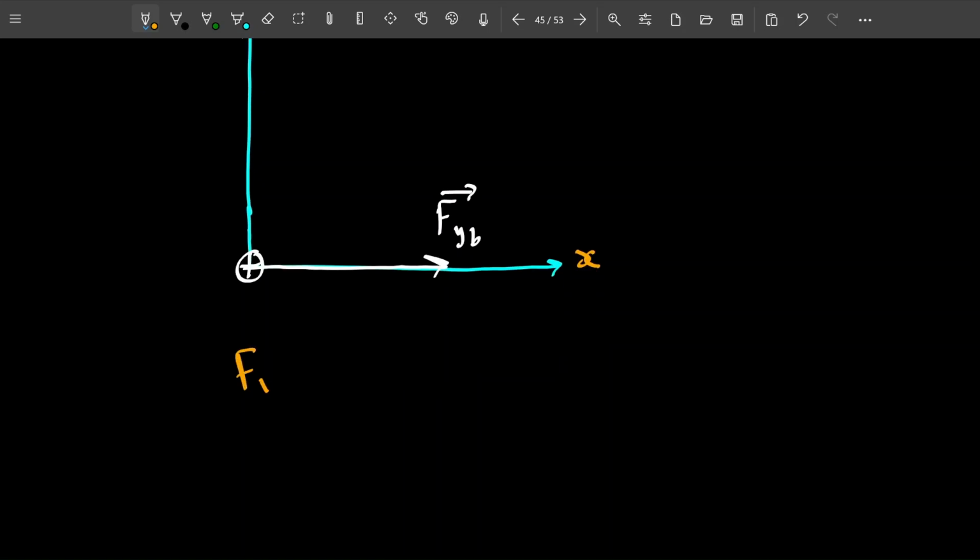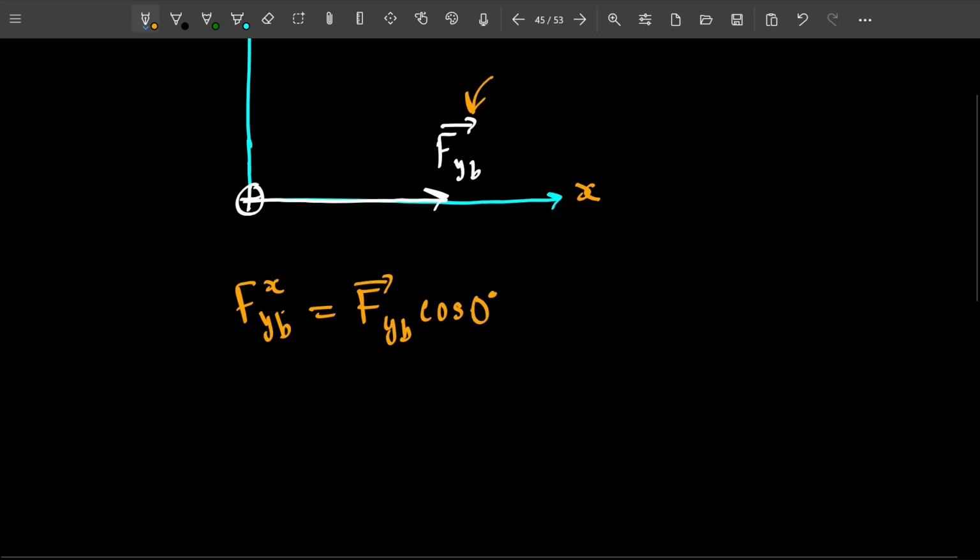So I'm going to have FYB. I wish I could call it FZB. If I want FYB in x, this is going to be FYB, the true one, which I find using Coulomb's law, and then I say cos 0 degrees. And cos 0 degrees is 1 because the angle with the x-axis is 0.